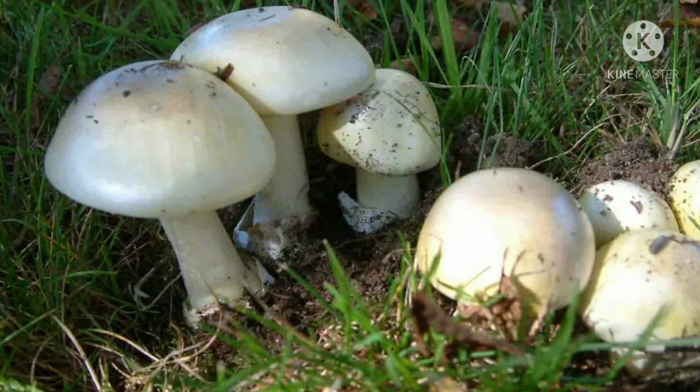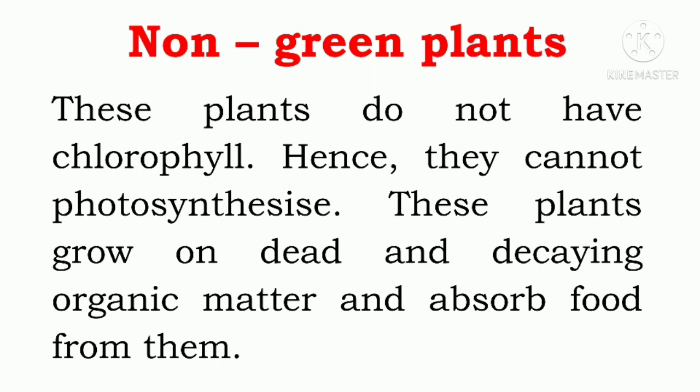These plants grow on dead and decaying organic matter and absorb food from them. Since these plants cannot prepare food for themselves, they depend on dead and decaying organic matter to obtain nutrients. So they grow on dead and decaying organic matter. Here, decaying organic matter means rotten plants and animals.